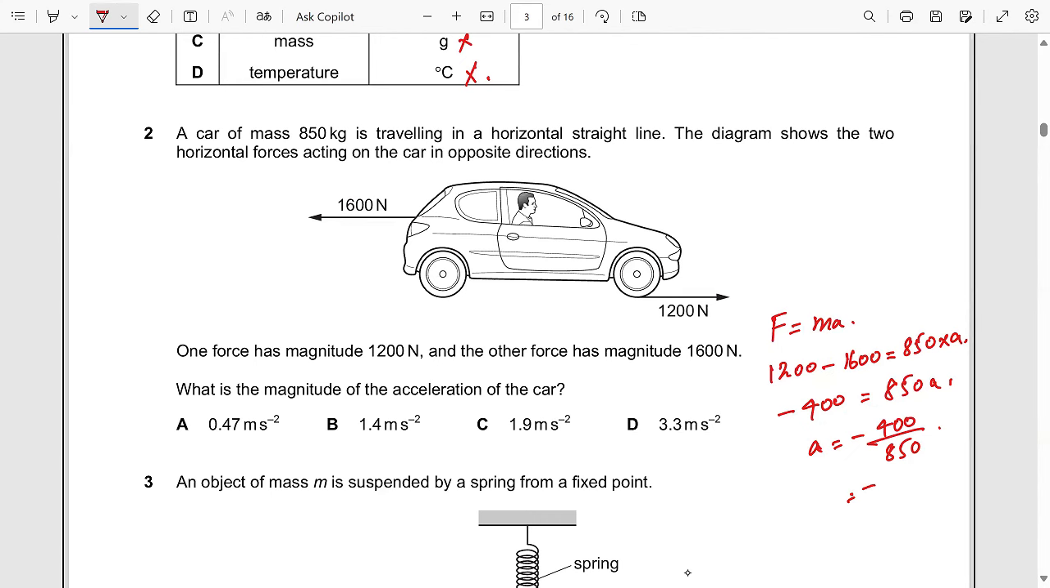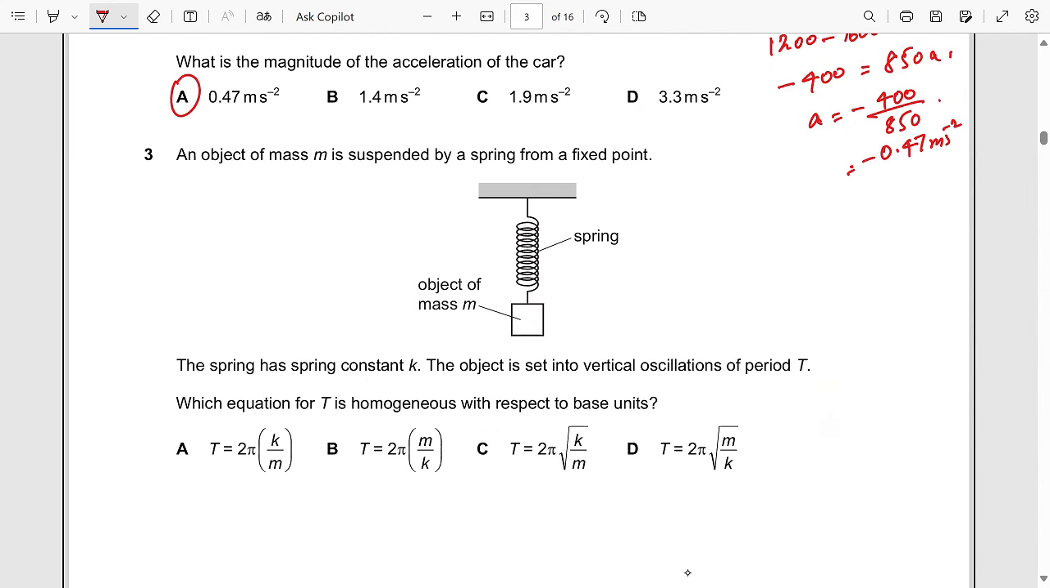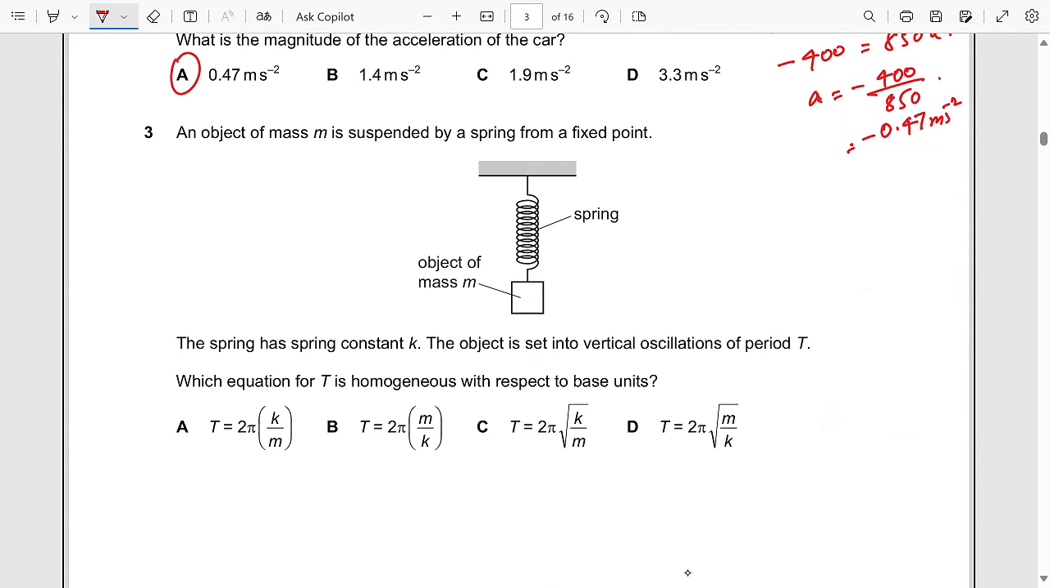It's 0.47, right? An object of mass m is suspended by a spring from a fixed support. The spring has a spring constant k. The object is set into vertical oscillations of period t. Which equation for t is homogeneous with respect to the base units? Which one of them is the homogeneous equation?